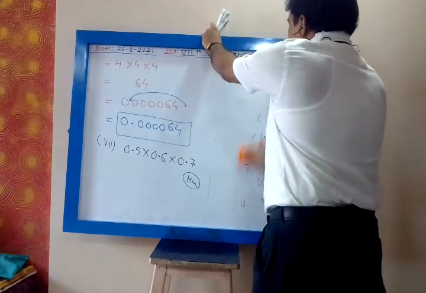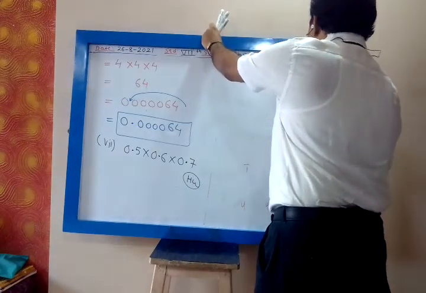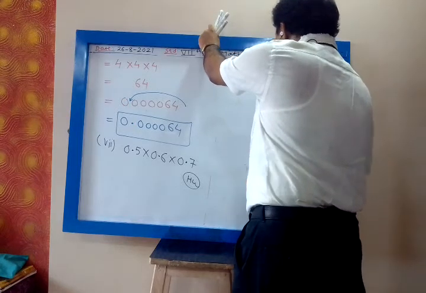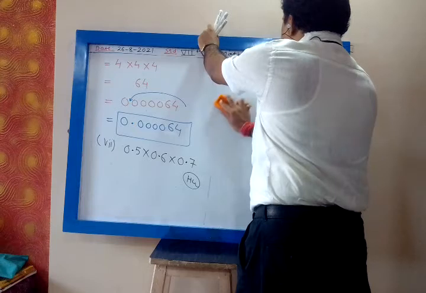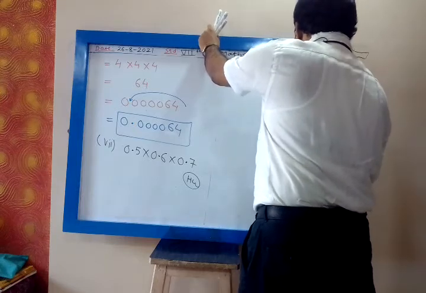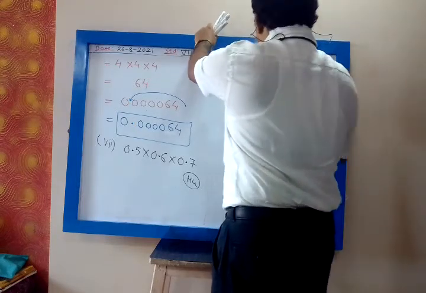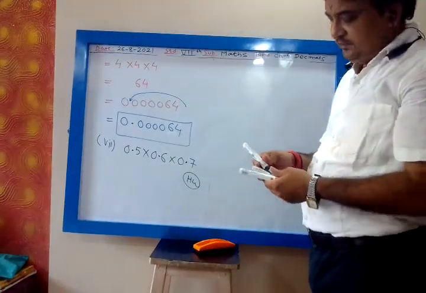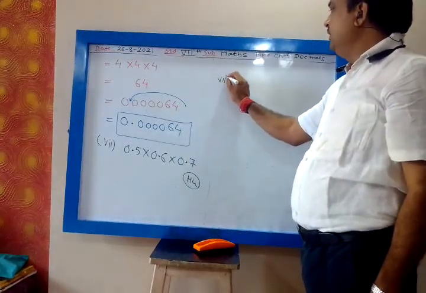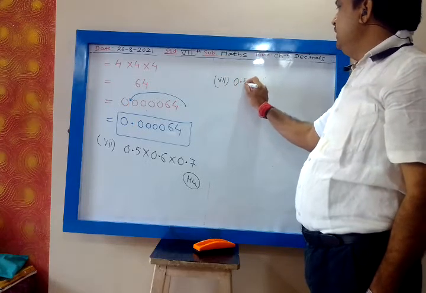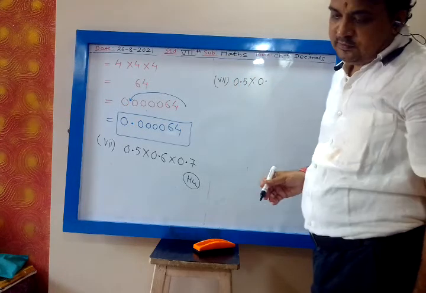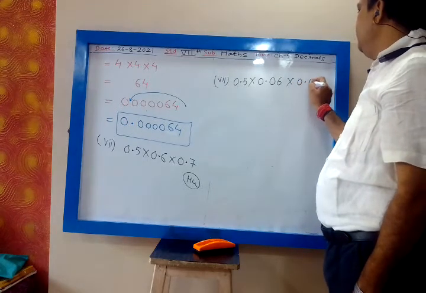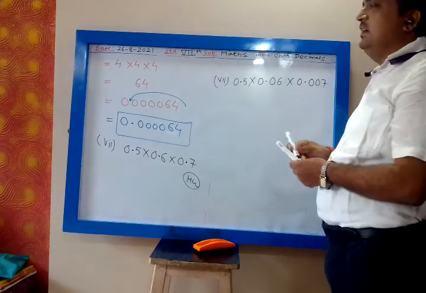So learn the technique. Okay. Don't be afraid of how many zeros are given. While multiplying we neglect the decimal, and then in the product we place the decimal from right to left. So next is 0.5, 8th one: 0.5 into 0.06 into 0.007. Okay. Let us neglect the decimal.